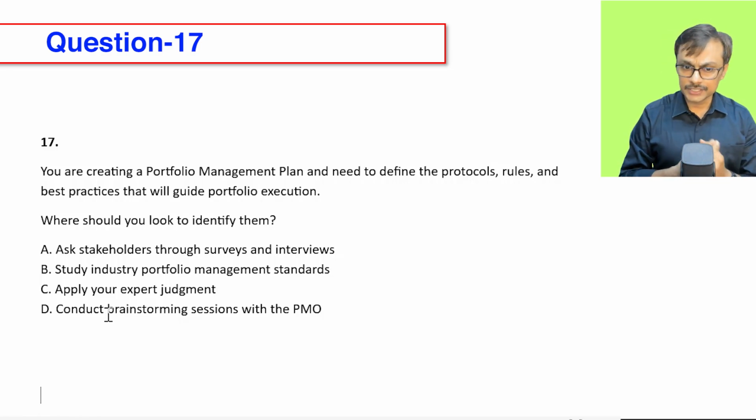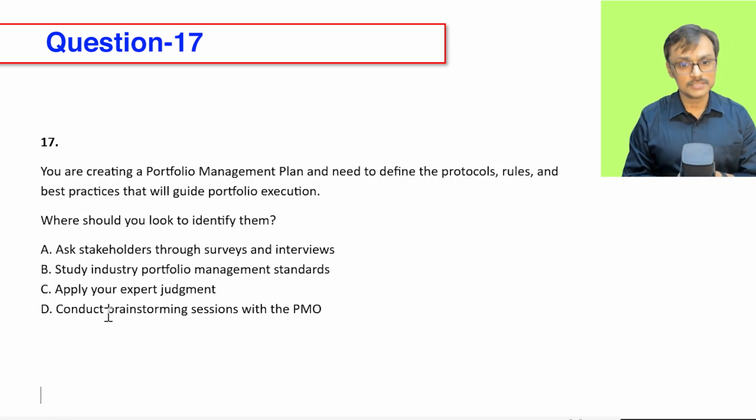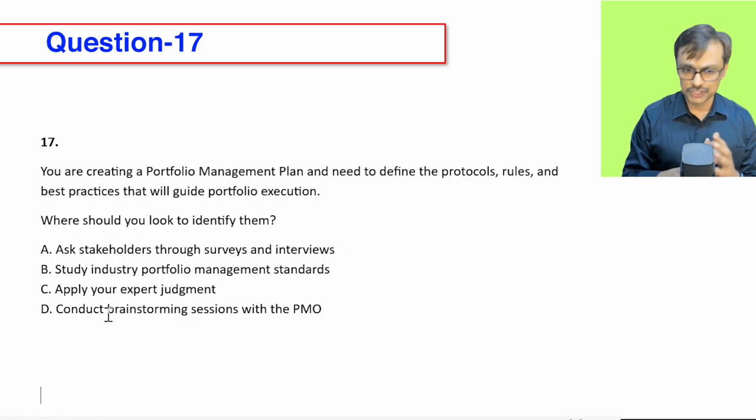Option B, study industry portfolio management standards. Yeah, good idea. You can study the PMI portfolio management standard that can help you in creating protocol, rules, and best practices. Apply your expert judgment. Possible. Yeah, that's there. But the idea is that you are looking to identify something, so better you don't jump into the expert judgment, but conduct a brainstorming session with the PMO.